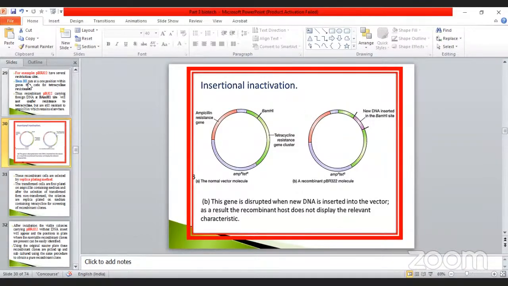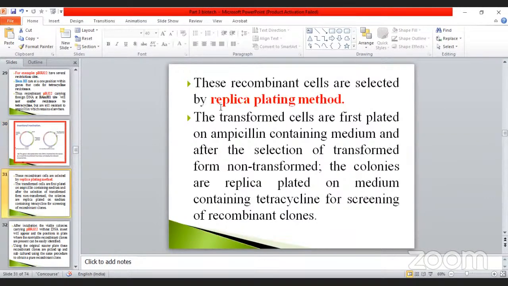How will it be? Already we discussed these things, so go to the next one. These recombinant cells are selected by the replica plating method. How will you identify the recombinant cells? The recombinant cells are selected by which method? The replica plating method. That is very, very important.